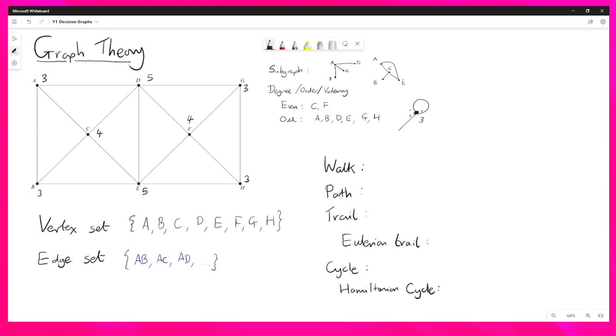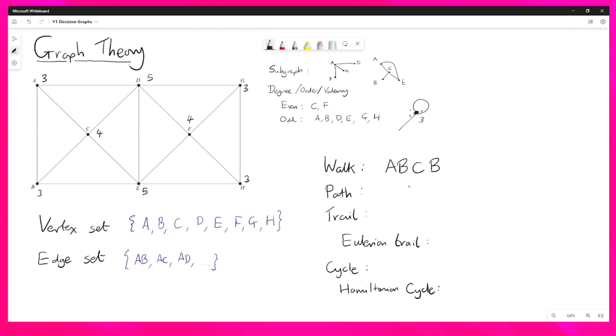So far we've looked at specific properties and names of things in the graph. Now what we're going to do is talk about some of the terminology for motion about the graph. And these terms are really important that they are distinct. So a walk is the most general version of these. It is a route through the graph along edges from one vertex to the next. So a walk could be A, B, C, B. That is a walk. We are moving around the graph.